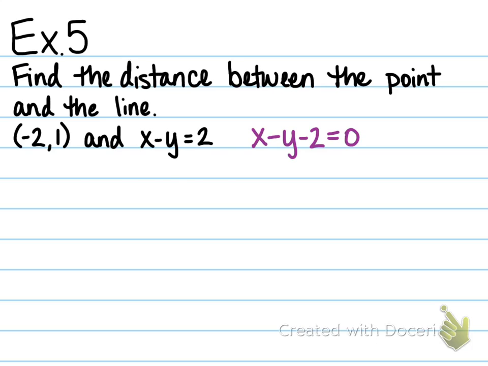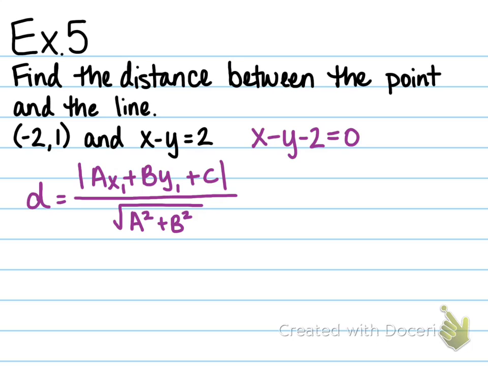Then we need the formula for distance, which is the absolute value of ax1 plus by1 plus c, all over the square root of a squared plus b squared. So a, b, and c are from the equation of the line. It's ax plus by plus c equals 0. And x1, y1 is the ordered pair.